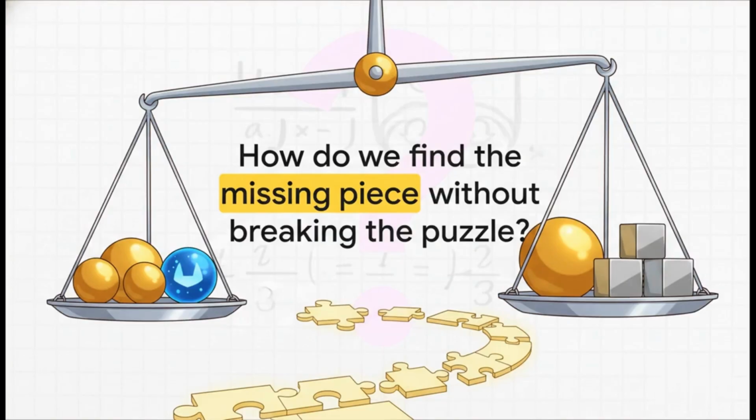You know, the old school kind. On one side you've got some stuff, and on the other you've got the exact same amount of stuff. Our entire job is to figure out what that one unknown piece is without ever tipping that scale. That's the whole game right there.